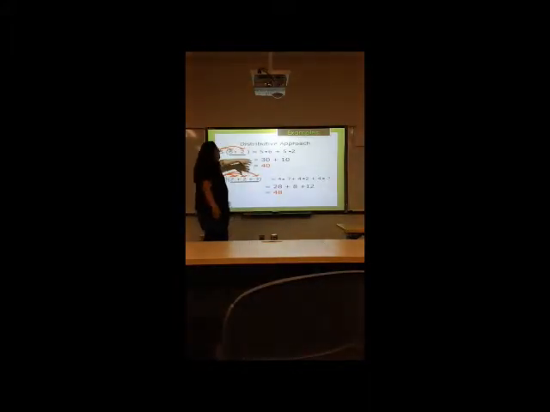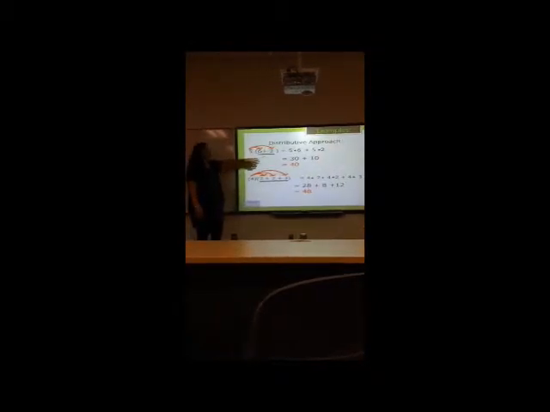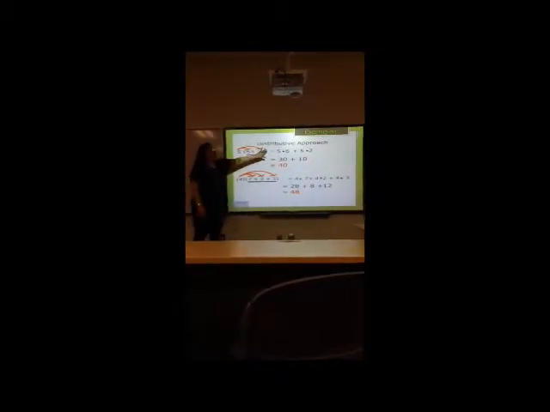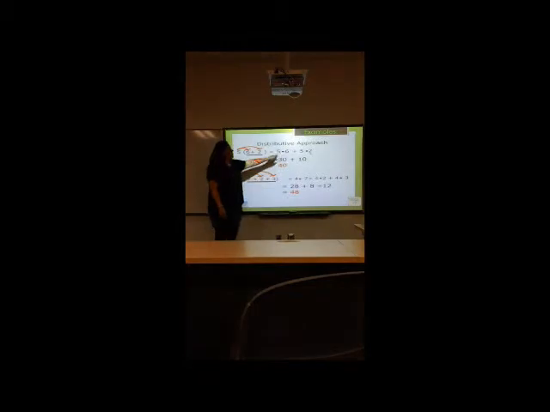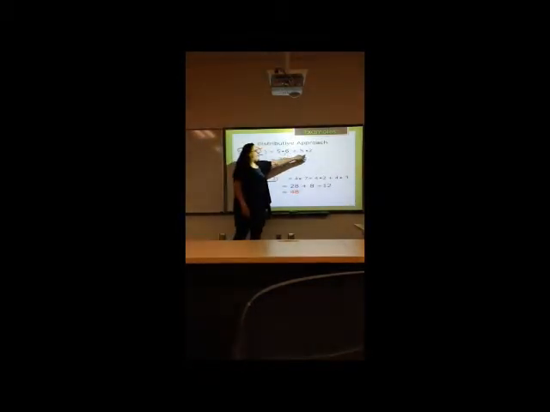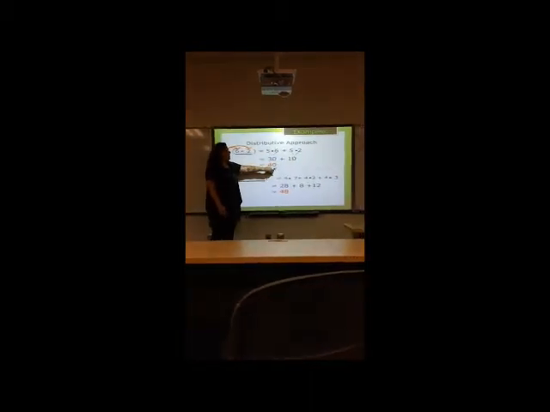So if we put it with numbers, it means that 5 times (6 plus 2) is the same as saying 5 times 6 plus 5 times 2. Then you multiply 5 times 6 and you get 30. You multiply 5 times 2 and you get 10. And then you add those two and you get 40.